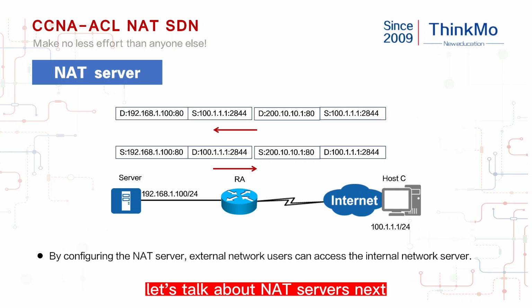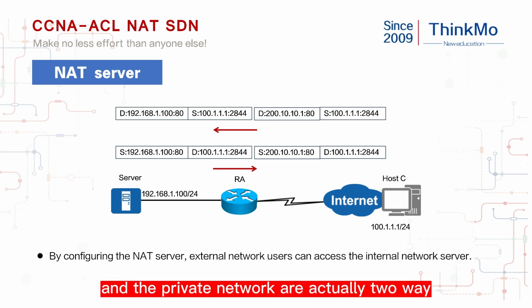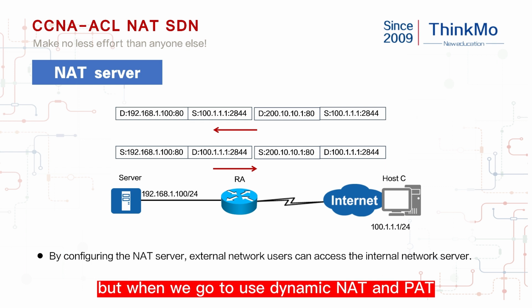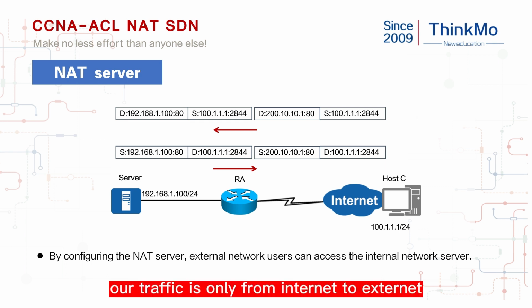Let's talk about NAT servers next. The core idea adopted by NAT is internal private network, external public network. We just said a kind of NAT, called static NAT. The public network and the private network are actually two-way. But when we use dynamic NAT and PAT, our traffic is only from intranet to extranet.